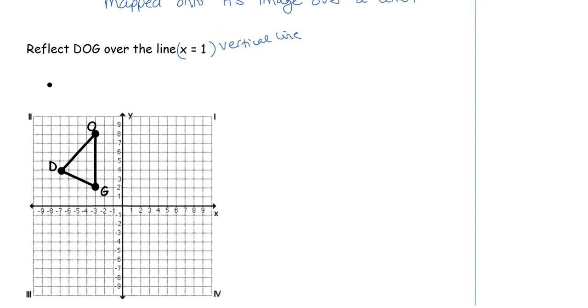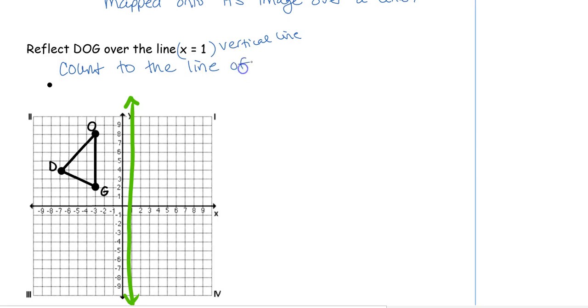So here I have x equals 1, so I'm going to have a vertical line at x equals 1. I'm going to reflect my triangle DOG over that line x equals 1. To do this, all we have to do is count to the line of reflection and then count the same distance on the other side.